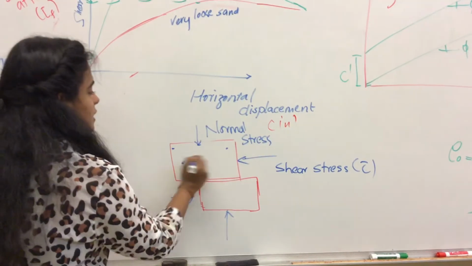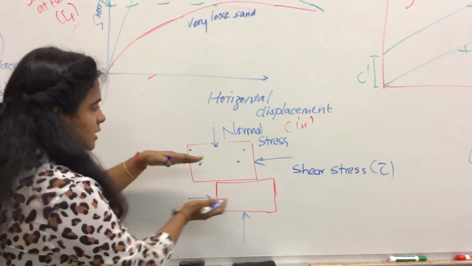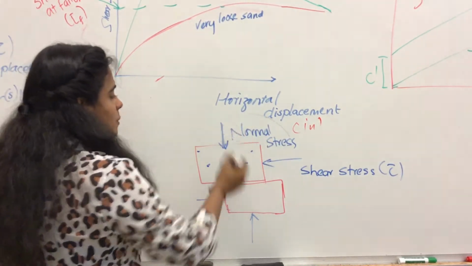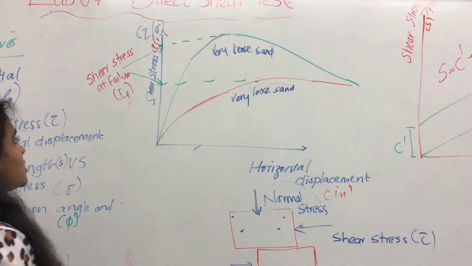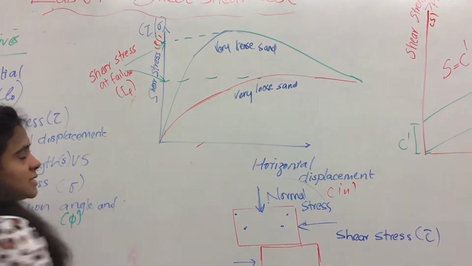So this will be the simple representation of your soil. You will have a soil divided into two layers, and you will be sliding these soils. You will be applying an external normal force, which will give you the normal stress, and because of the sliding you will develop shear stress. The objective is to plot the horizontal displacement versus your shear stress.